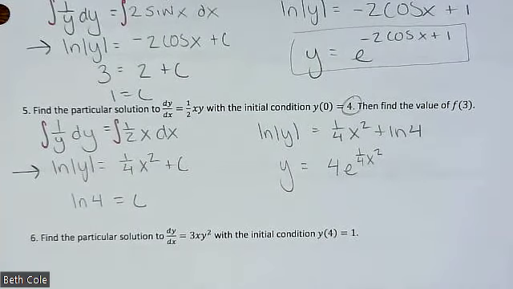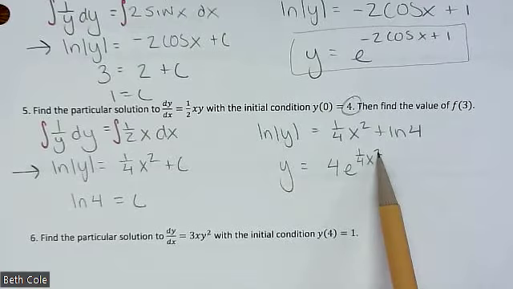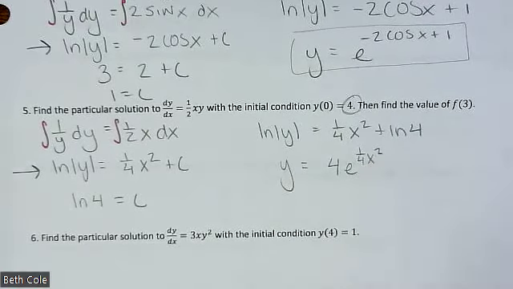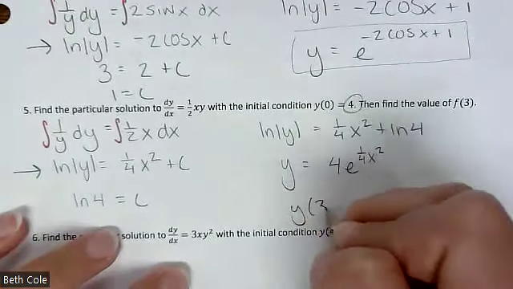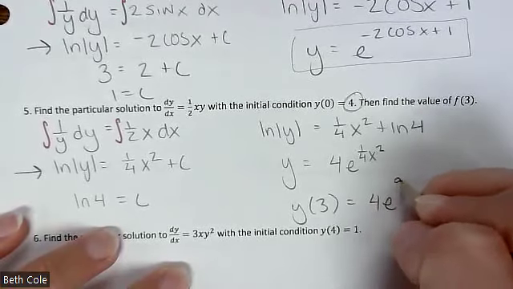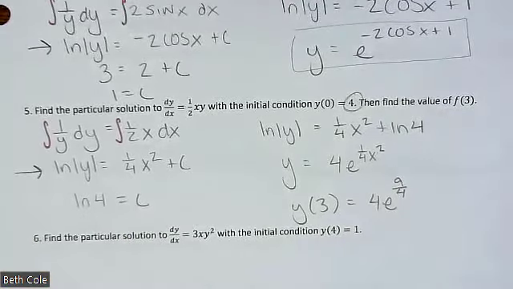Now, this one actually has one more step. Read the directions. We got the equation, so we did all of that, but it says then find, and all you're going to do is plug in 3 for x. That's all that is. So if you plug in 3 here, 3 squared, 9, so 9/4. So you'd have y of 3 equals 4e to the 9/4. You just plug in 3 for x is all that is. So I just got one extra step.